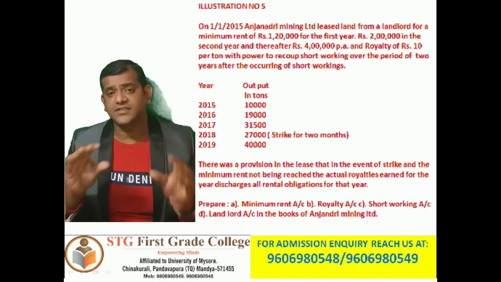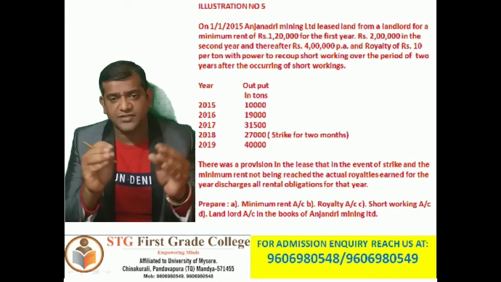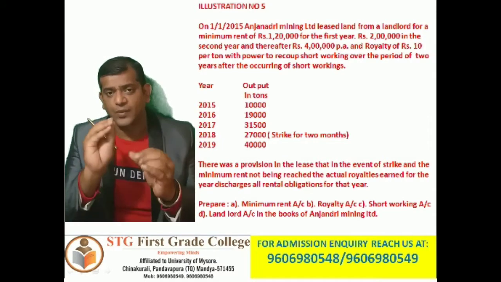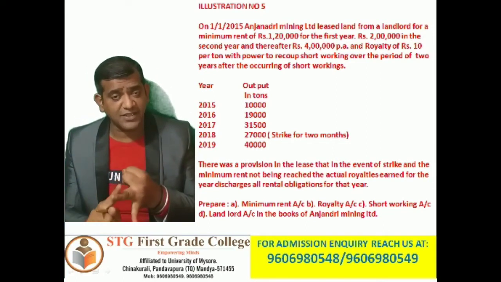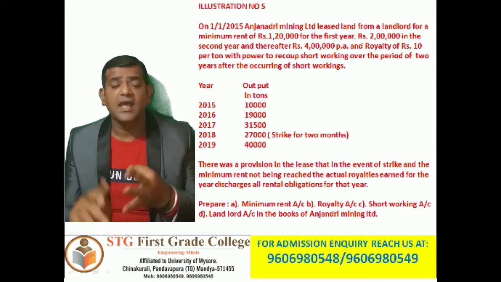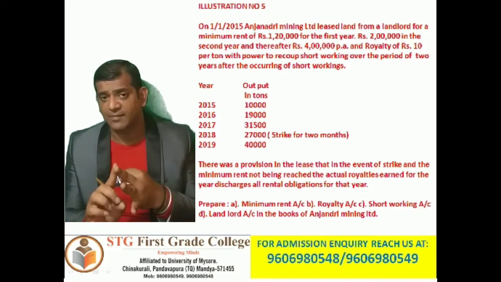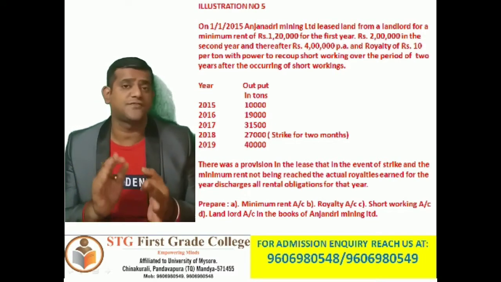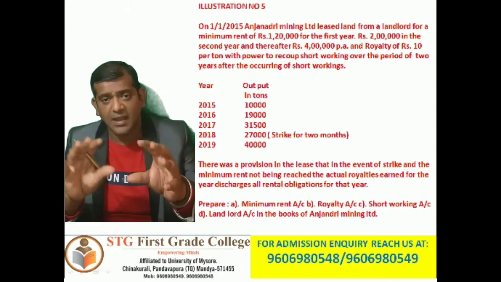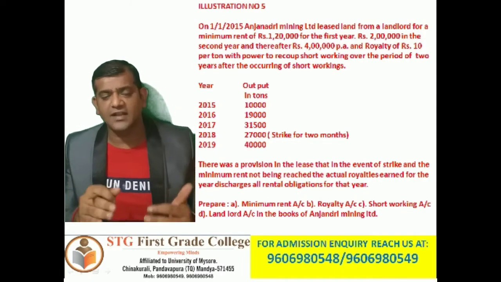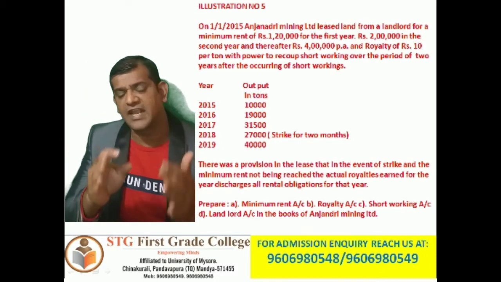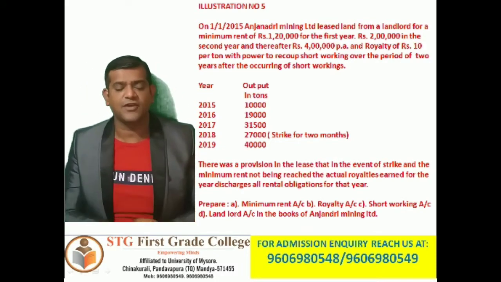Okay, so this is the brief introduction part of this problem. Where he has given the information about the minimum rent, where he has given the information about the royalty rate, and where he has given the information about the recoupment of short working. Clear? So this is the primary information section, we can say, in this problem. Secondary, that is the data we require, that has been given.